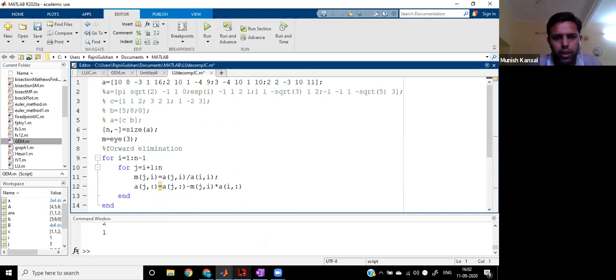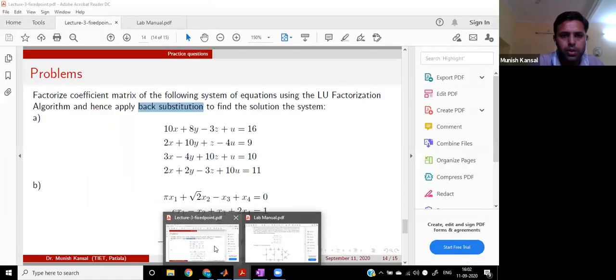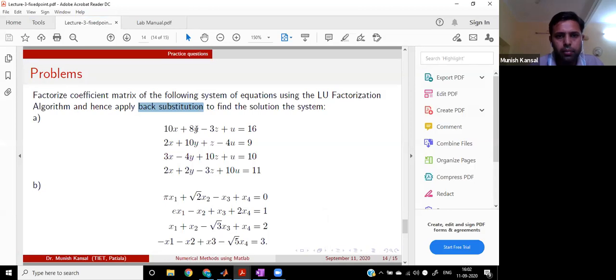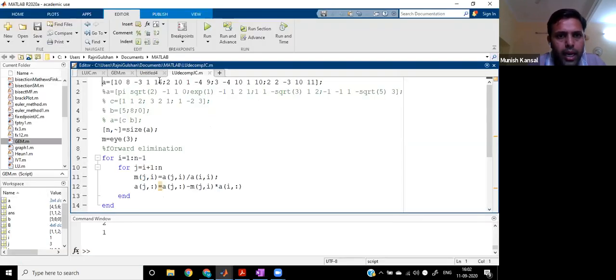I have written the coefficient matrix. What is the coefficient matrix? 10, 8, minus 3, 1, then 16. 16 is the right hand side. 2, 10, 1, minus 4, 9, like this. Okay? So I have taken the right hand side in the coefficient matrix itself.